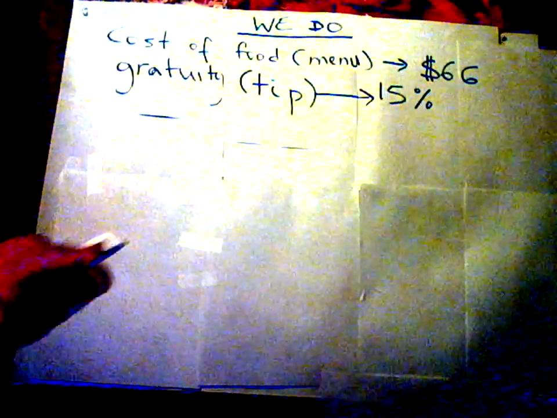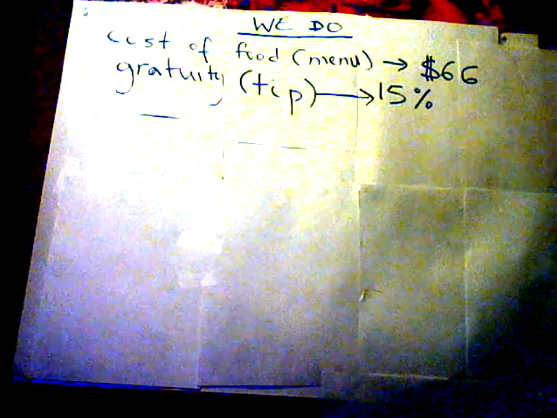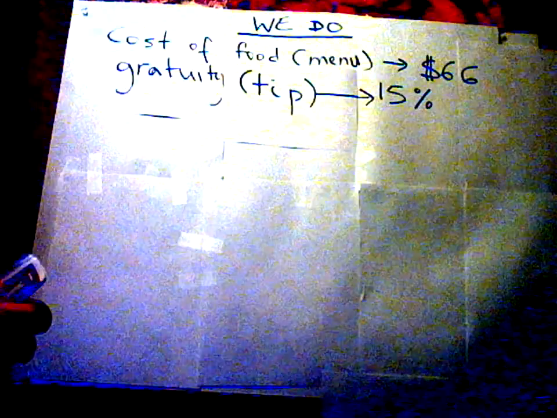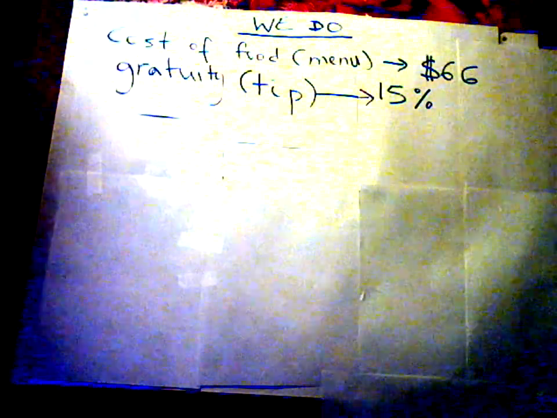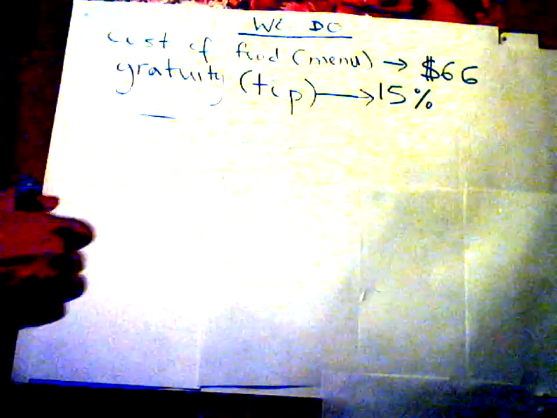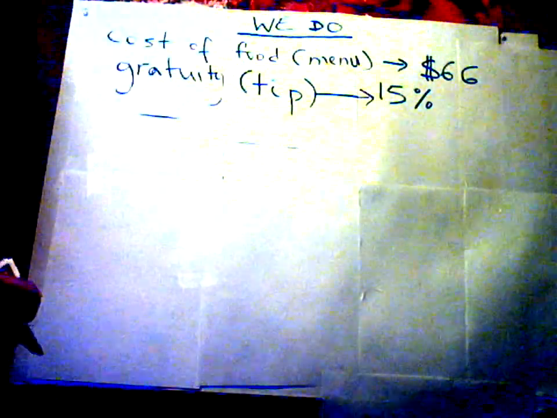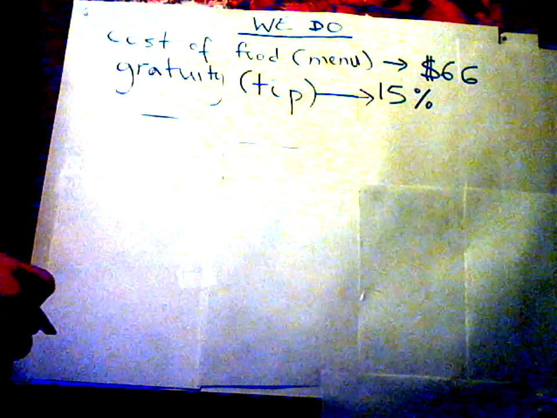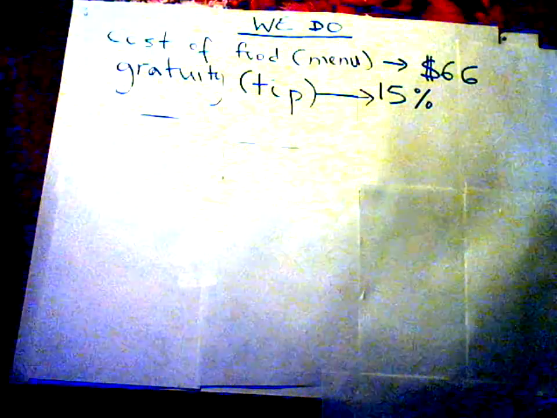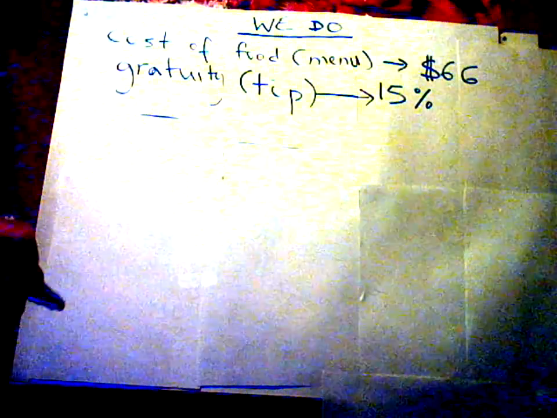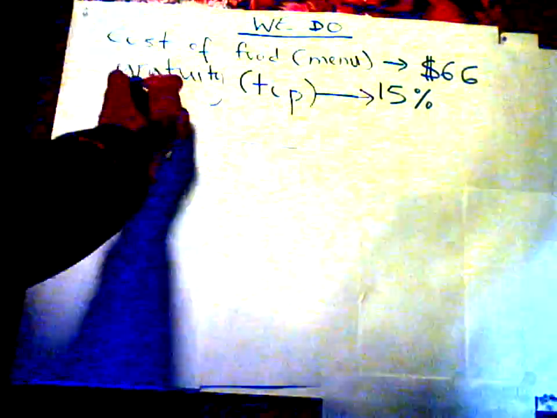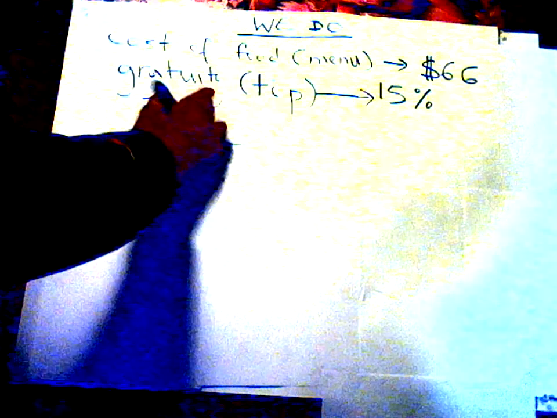So let's suppose you went out and ate at Applebee's with you and your friend, and the bill came up to $66. You are expected to pay 15% on that $66. Okay, so you can calculate the tip by finding 15% of $66, and that's something that you know how to do already. So I'm going to do something else here. I want to find out what the total bill is.